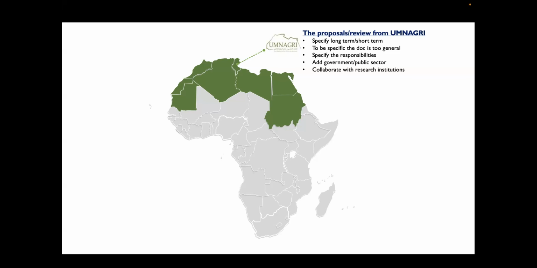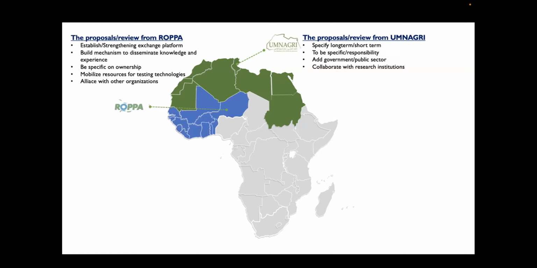Also, they suggested that we should collaborate with research institutions during implementation and preparation of this action plan, so that everything that is included in the action plan has some research-based recommendations on it. And the proposal from ROPA, so these are just some of their proposals. The first one was to establish or to strengthen an exchange platform between national farm organizations.